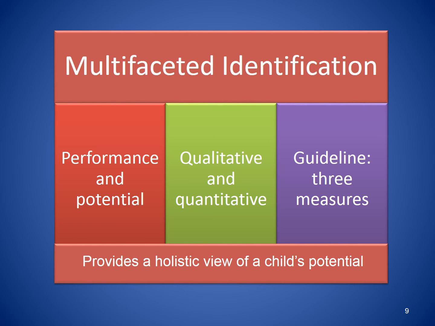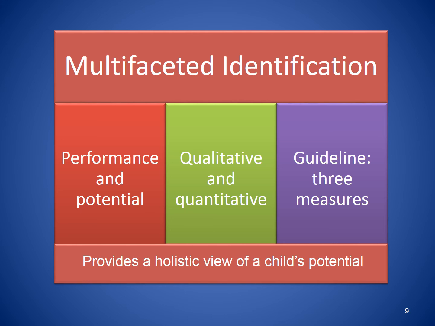The process of identifying students needs to be multifaceted, so we have a more holistic view of each child's potential and therefore are less likely to overlook students. This process consists of both measures of performance and measures of potential. Measures of performance will be indicators of advanced levels of achievement, such as norm-referenced achievement tests or a portfolio of work samples demonstrating accomplishment. A common measure of ability would be an intelligence test or cognitive abilities test.